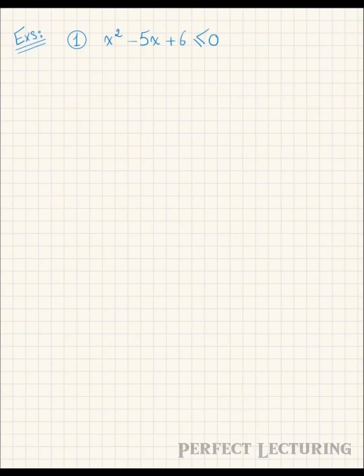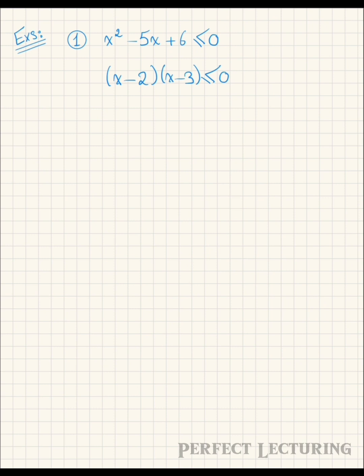Let us apply this recipe on some examples. According to the recipe, we must make sure that one of the sides of this inequality is 0, and yes, it is. We move on to the second step. Either we factor or we use the quadratic formula, but here it is easy to factor. So this becomes x minus 2 multiplied by x minus 3 is less or equal to 0. I explained how to factor trinomials in detail in a previous video.